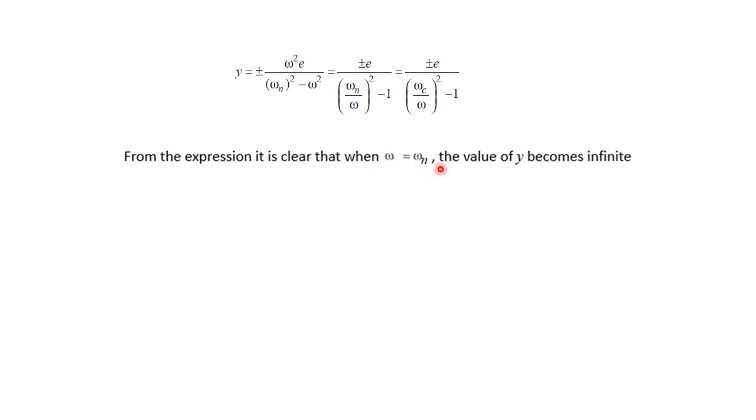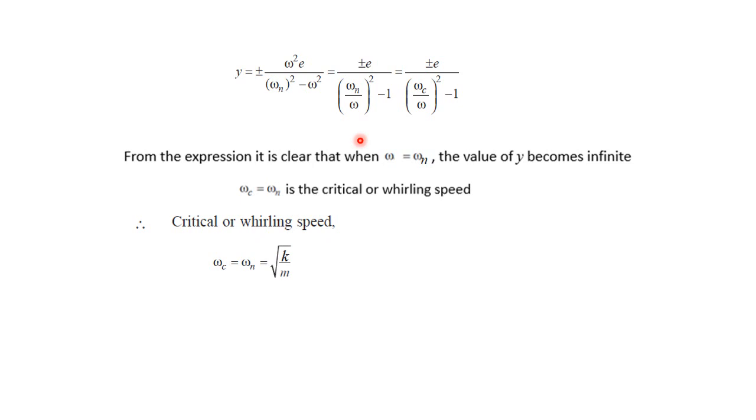So it is at that condition the speed of the shaft is what is called whirling speed. So at this resonant condition, omega n is omega c, which is the critical or whirling speed of the shaft. We know the natural frequency of transverse vibration of the shaft is root k by m. K is actually the stiffness of the shaft. It is this stiffness which resists the vibration of that shaft.